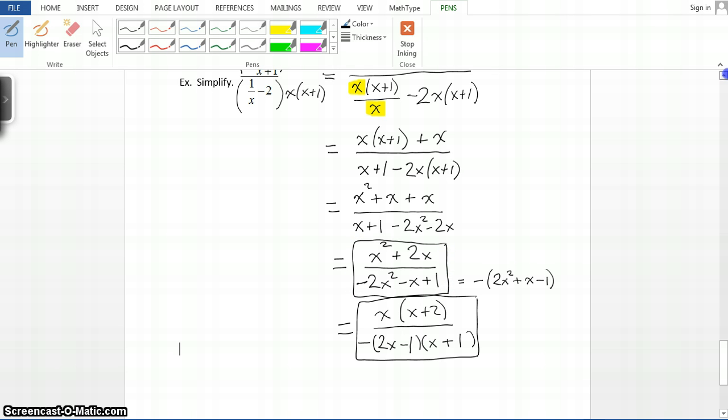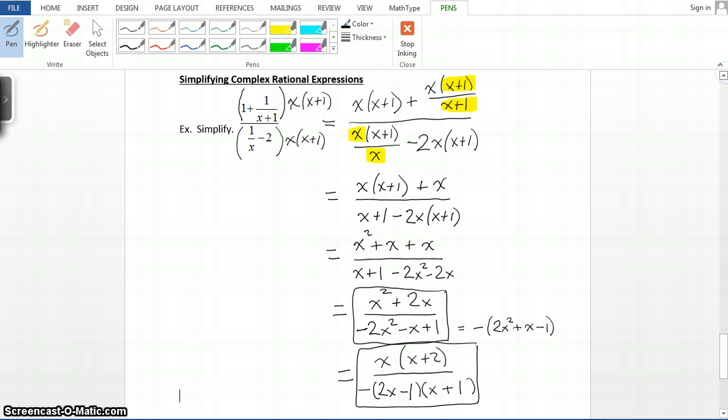So what we did was simplified a complex rational expression by multiplying the entire numerator, the entire denominator, by the least common denominator of these little tiny smaller ones.